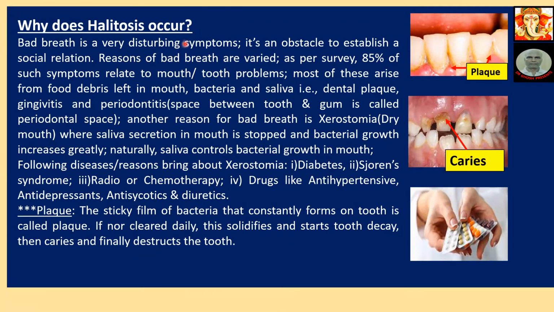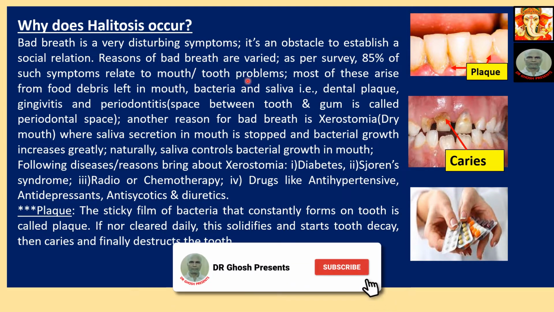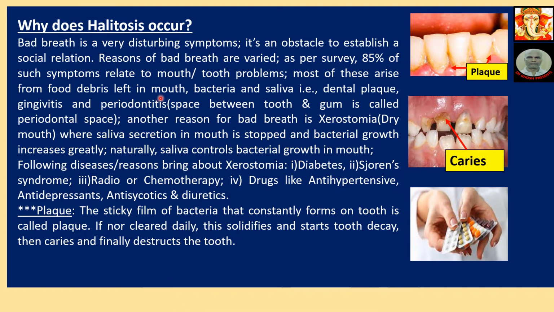Why does halitosis occur? That's a very important thing. Many people want to know why halitosis occurs, why bad breath comes. Bad breath is a very disturbing symptom. It's an obstacle to establishing social relations. Reasons of bad breath are varied. As per survey, 85% of such symptoms relate to tooth or mouth problems. Most of these arise from tooth debris left in the mouth, bacteria and saliva. That is dental plaque, gingivitis, periodontitis. The space between the tooth and the gum is called periodontal space.